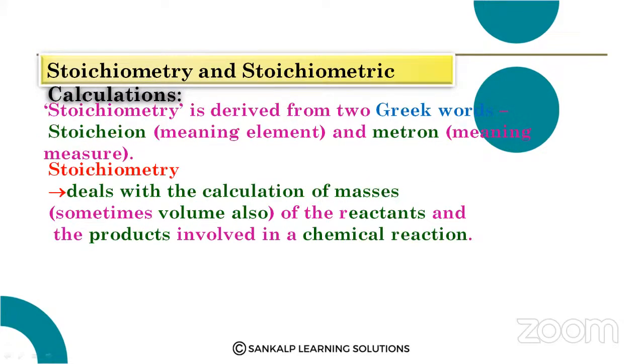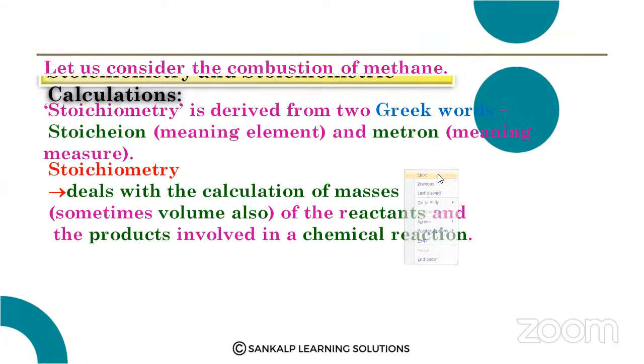So, stoichiometry and stoichiometric calculations. What is stoichiometry? It is derived from two Greek words: stoichion, meaning element, and metron, meaning measure. So you have to measure the masses of reactants and products involved in a chemical reaction. You are just calculating the masses of reactants and products.